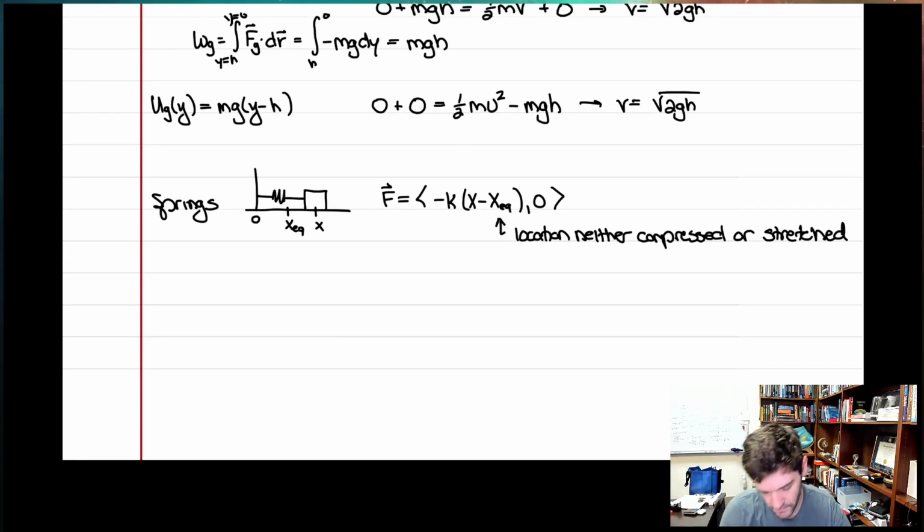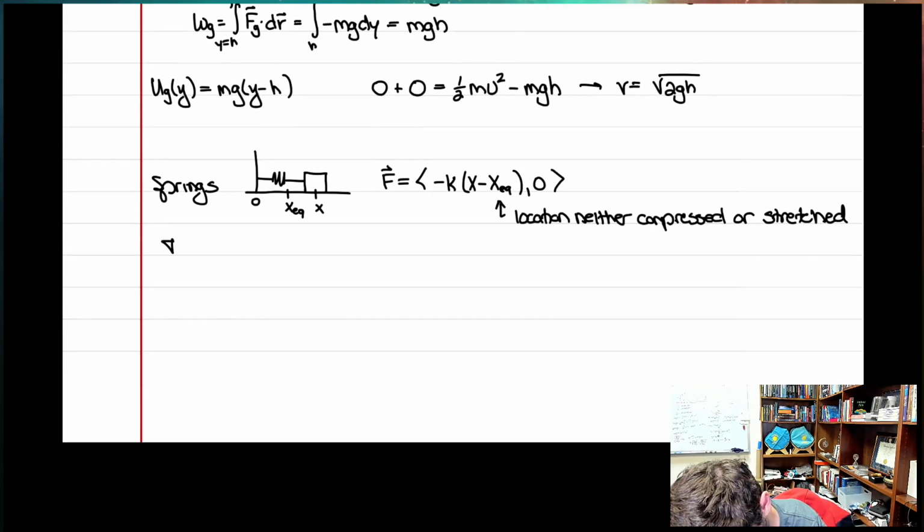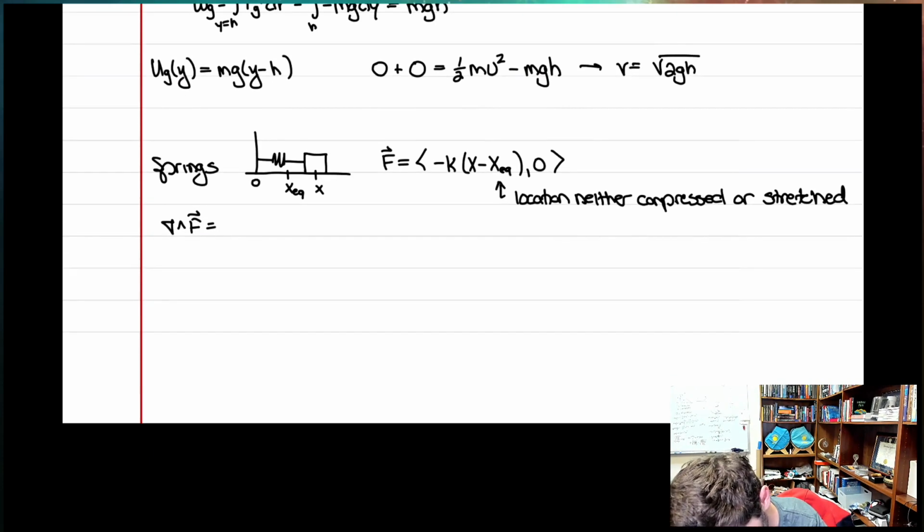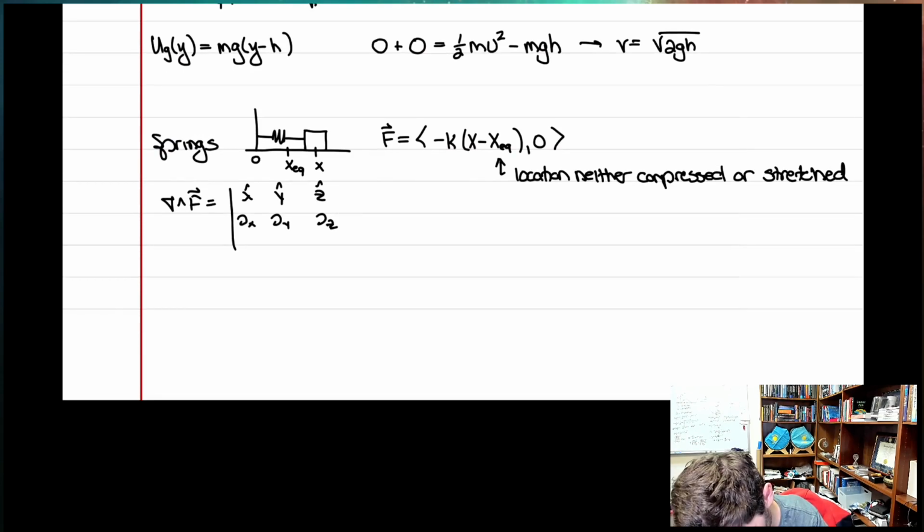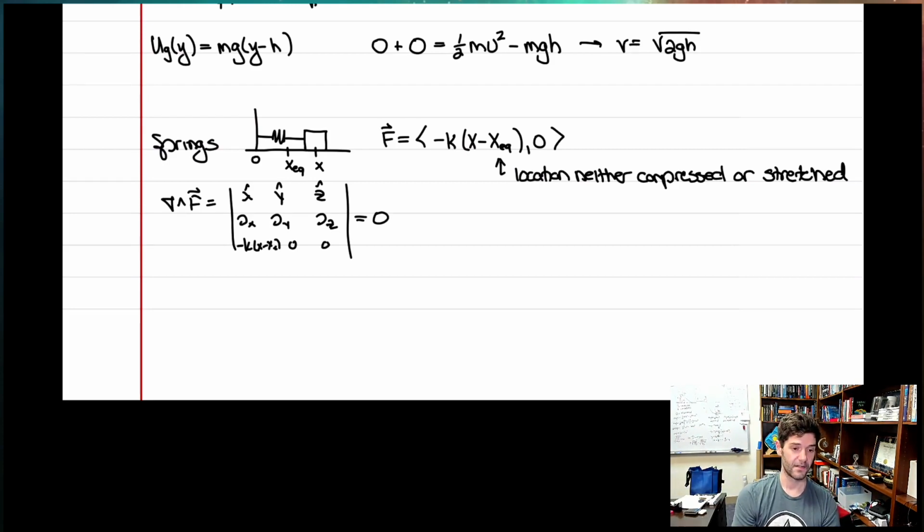So, is this conservative? Well, this depends on position, so it might be a little bit more complicated, but it's not too hard to convince yourself. Take the partial with respect to x, partial with respect to y, partial with respect to z, then it's negative k times (x minus x equilibrium), 0, 0. It's pretty easy to convince yourself that this will also equal 0 as a result. It only really is a function of x, but notice that all the partials that touch that term will either be partials with respect to y or partials with respect to z. So it's never possible to have this be anything but 0.